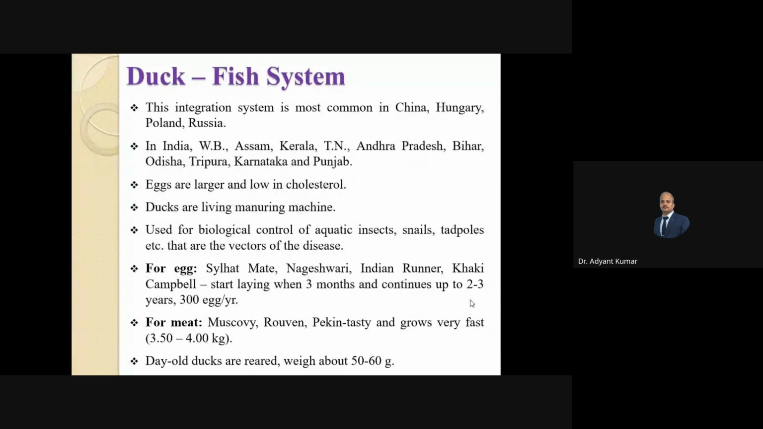Next one is the duck fish system. It is mostly practiced in West Bengal, Assam, Kerala, Tamil Nadu, Andhra Pradesh, Bihar, Odisha, Tripura, etc. The eggs of ducks are larger and low in cholesterol. Ducks are living manuring machines. They are used for biological control of aquatic insects, snails, tadpoles, etc., which are vectors of diseases.